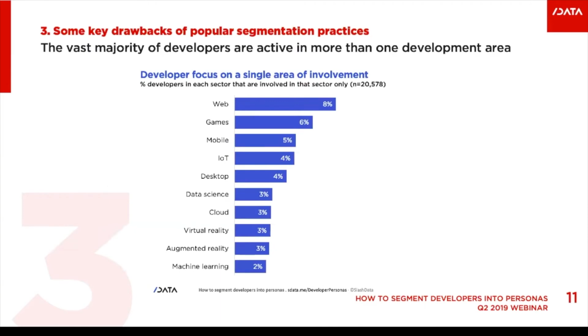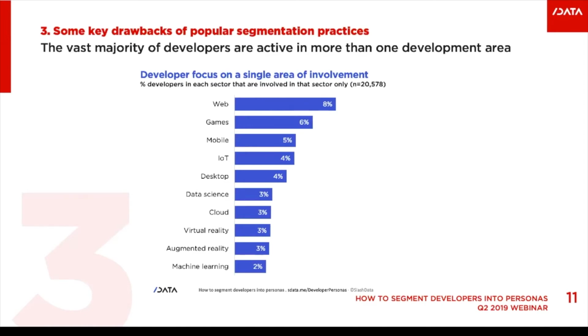Another very, very important point that is the root cause of many problems here is that developers are active across more than one developer area. There is no such thing as a mobile developer. Well, 5%, as you can see here, are only mobile developers, but the vast majority of developers are active across more than one developer area.